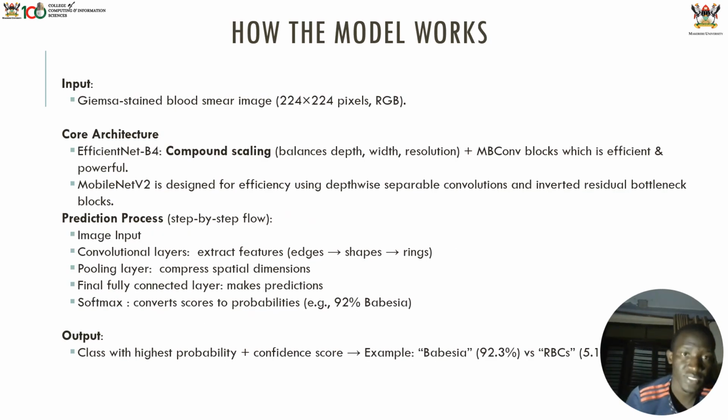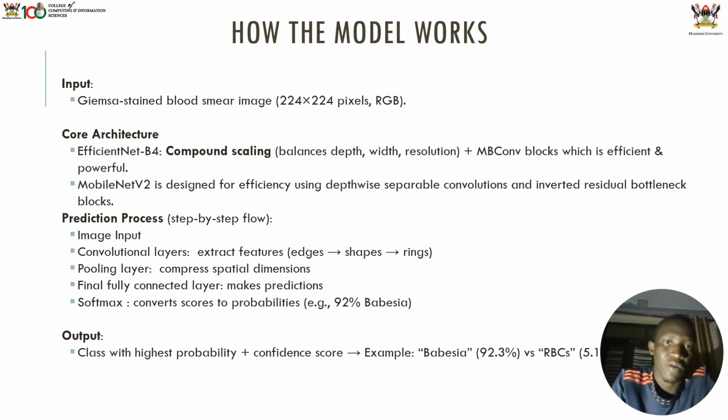So this is how our model works. Initially, we have our input, which is the images, and these images are taken from the Giemsa-stained blood smear images. These images are resized while training your model to 224 by 224 pixels with RGB channels, and this ensures compatibility with our models, because, according to how we set it, they take images resized to dimensions of 224 by 224 pixels.